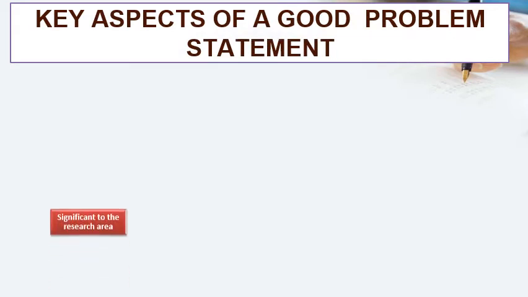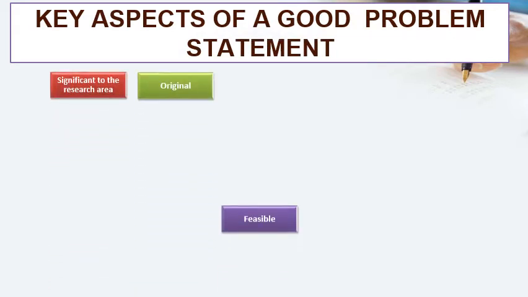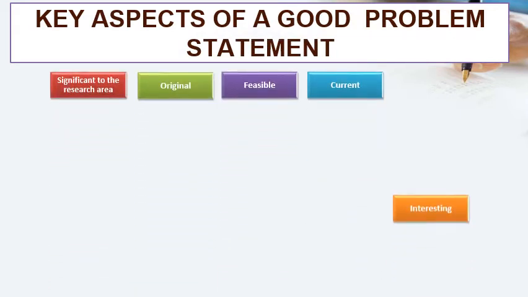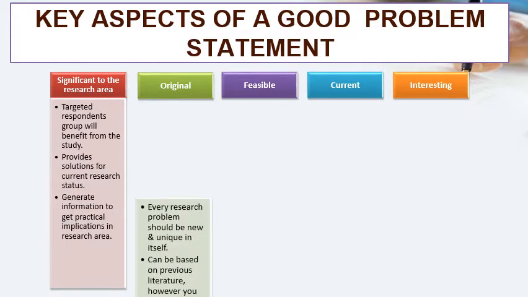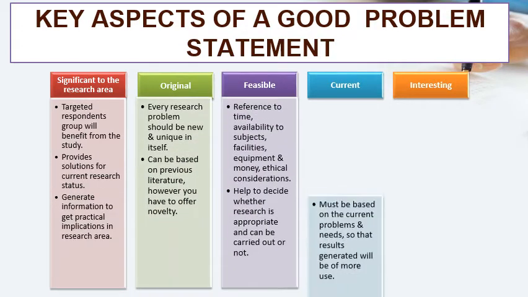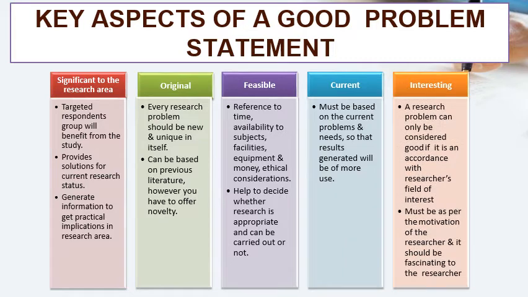What are the key aspects of a good problem statement? Based on the slide that you're looking at, there are five key aspects. Firstly, whatever problem statement or the issue that you're studying has to be significant to the research area. For example, if you are studying the impact of ammonia pollution in vegetable farming, the targeted respondents that you will be studying are farmers, right? Because it's related to farming.